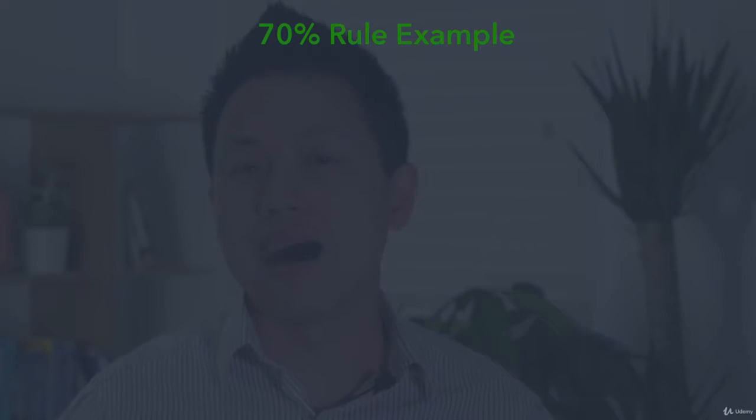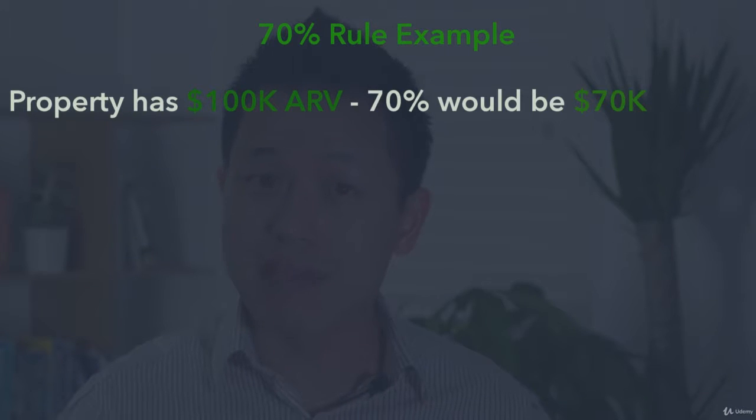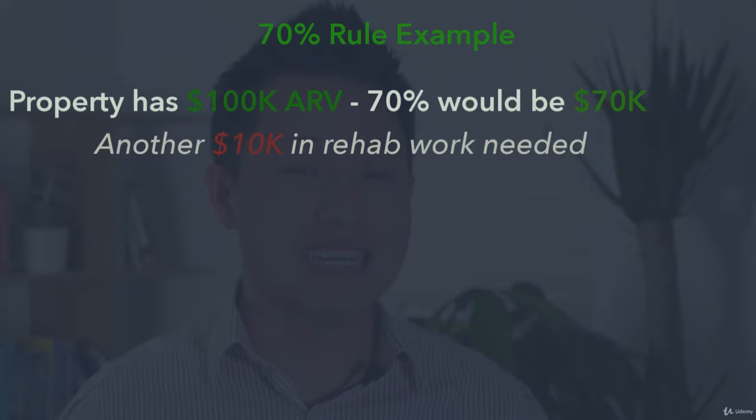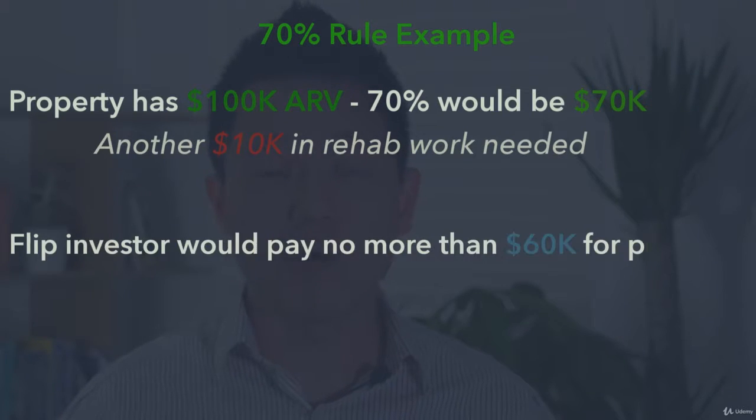So let's say there's a house with an ARV of $100,000. 70% would make it $70,000. But let's say there's another $10,000 in repairs that's needed. So the flip investor following this rule would want to pay no more than $60,000 for it.